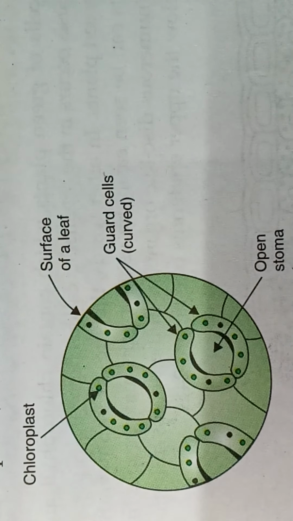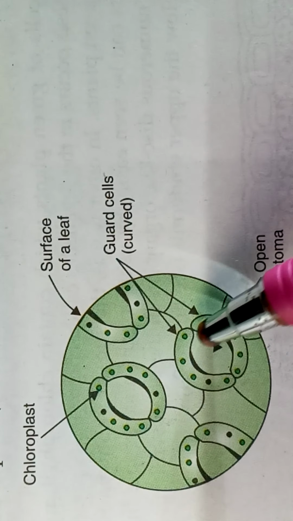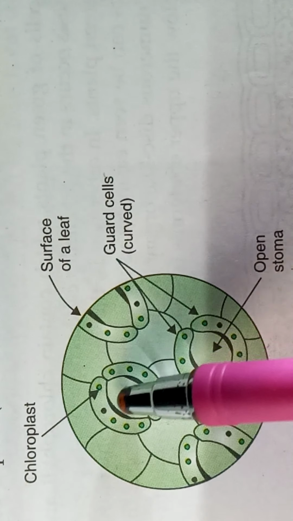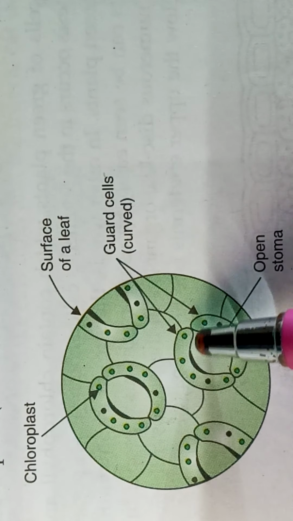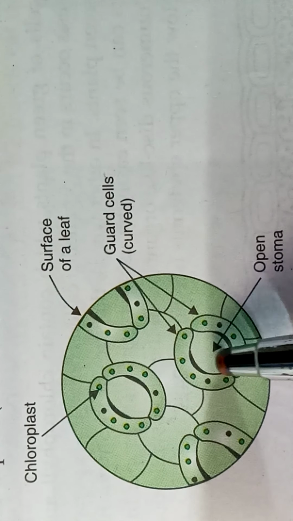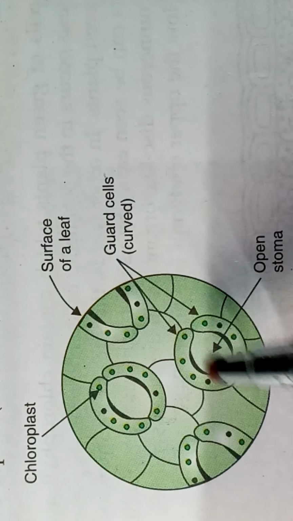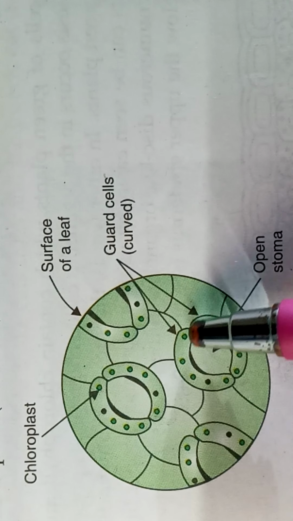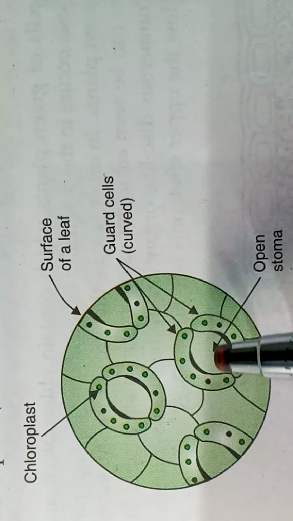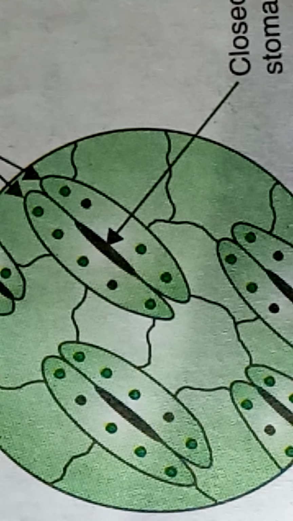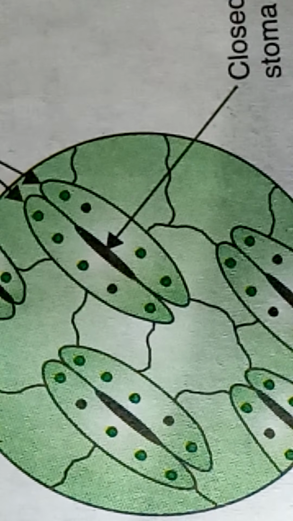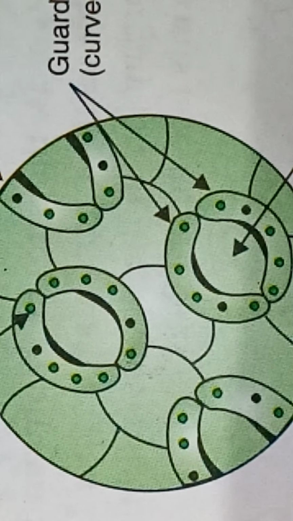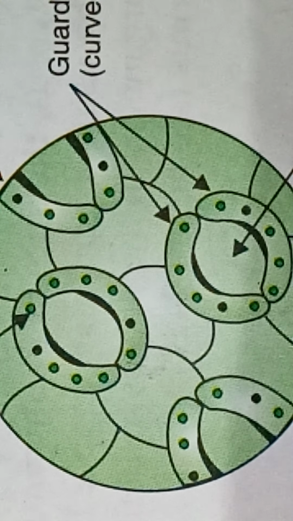Now what is stomata? Stomata is basically a pore present in the leaf. Now this pore can be closed and open. See, this is the pore, this is the open stomata, and these two are the guard cells. These guard cells control the opening and closing of stomata. See, this is the picture of closed stomata. This is the picture of closed stomata. And this is the picture of open stomata.